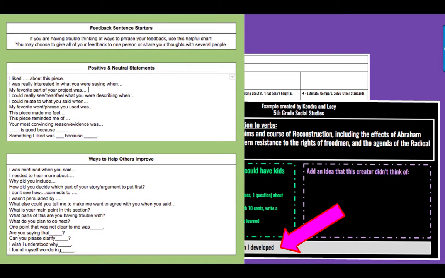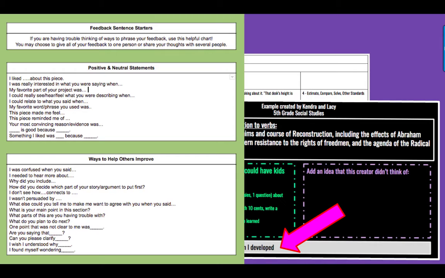So another link that is on our website is this feedback sentence starters. We are asking you to have your learning progression filled out, but also to help out other people. And we'd like for you to give 3 comments to any other person or people that have done the same activity. So you can use the positive and neutral ones. You can use the ways to help people improve, however that looks for you. And I could give 3 pieces of advice or feedback to Lacy, or I could give 1 to Lacy, 1 to Courtney, and 1 to someone else. However you want to divide it out is fine.